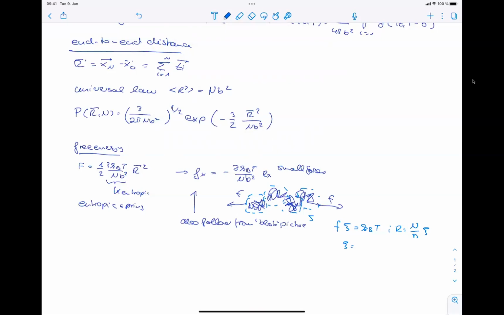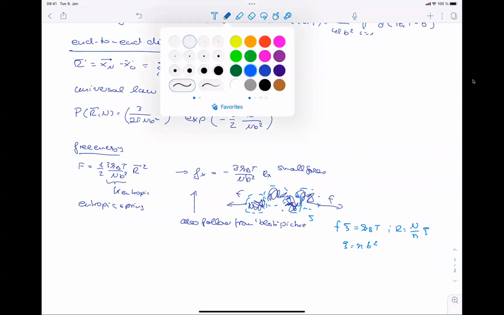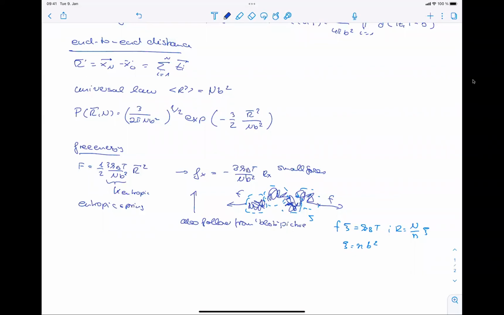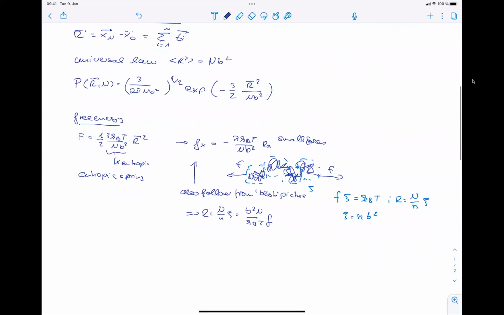and also the individual blob scaling with this universal law, with n being the amount of monomers per blob, we can put this together and find also this relationship that N over n times psi is then equal to b² N over kBT f. So recovering this result as a proportionality, there's a factor missing. Also, just to add, this is the result for small forces.